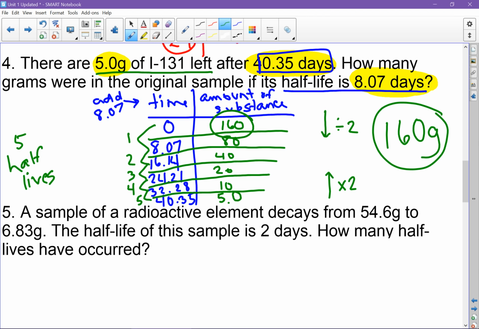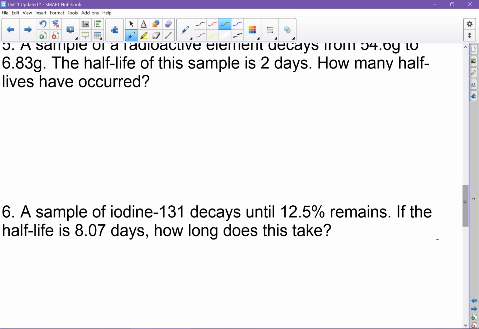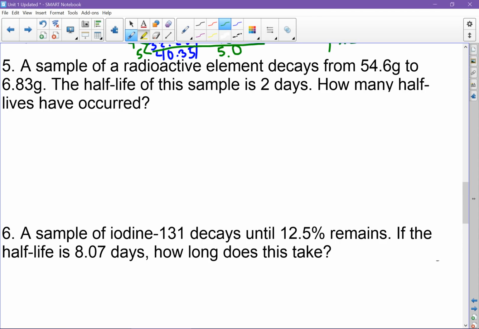Alright, if you feel comfortable with this and you got it, go ahead and keep working. I'm going to work through the rest of the problems. You can check in with me if you need a little bit of help. In this one, I'm going to look for some numbers that I need.